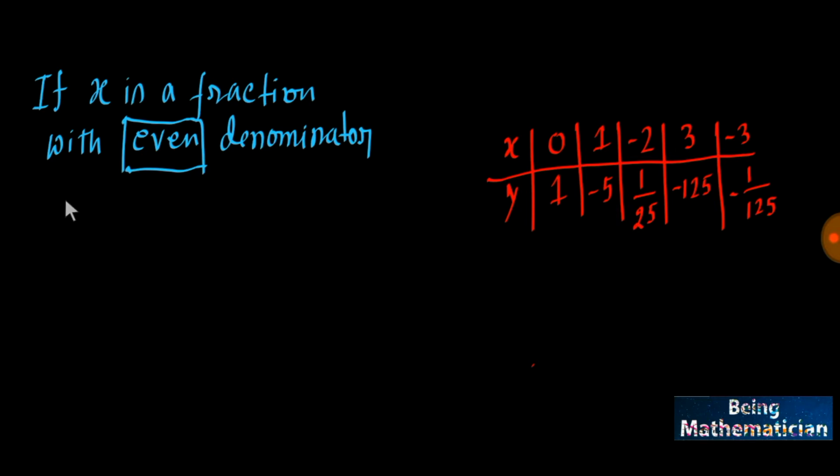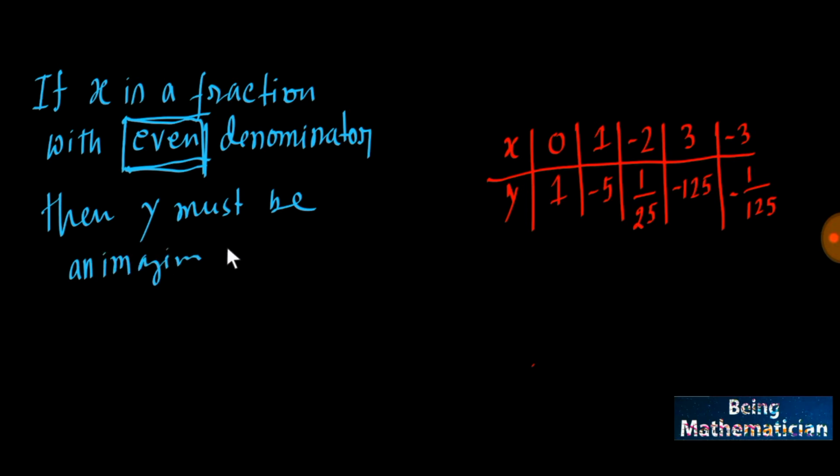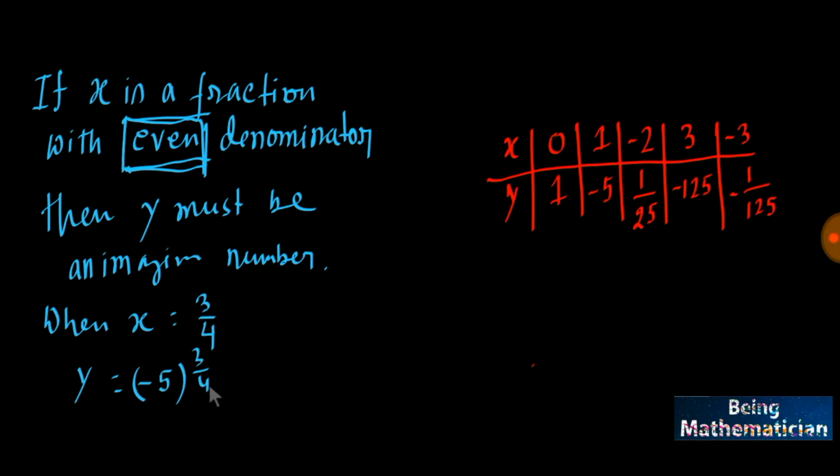If x is a fraction with even denominator, then y must be an imaginary number. We can explain with some inputs of x. When x equal to 3 by 4, then y equal to (-5) to the power 3 by 4.